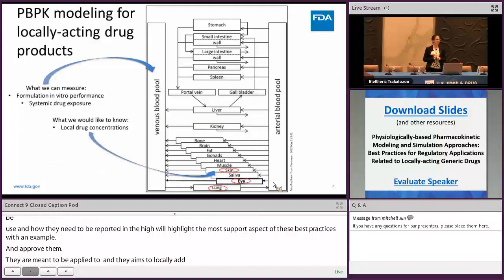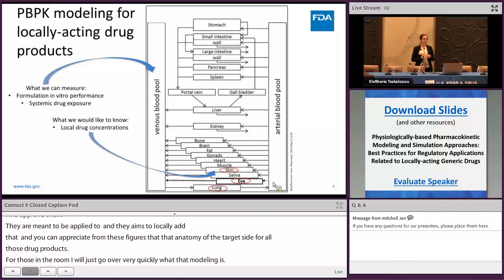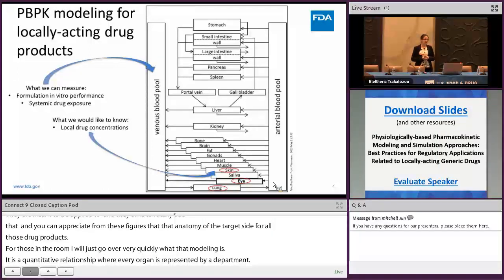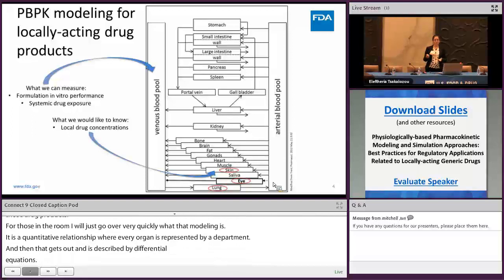For the non-modelers in the room, I will just go over very quickly what PBPK modeling is. It's a quantitative modeling and simulation tool where every organ in our body can be represented by a compartment, and the drug that gets in or gets out is described by a differential equation. The dimensions of these different compartments, these different organs, are informed by physiological values, the blood flow to our liver, or the mass or the volume of our heart, for instance.